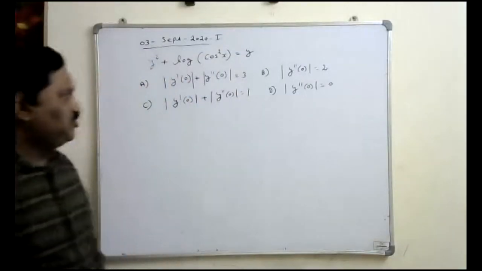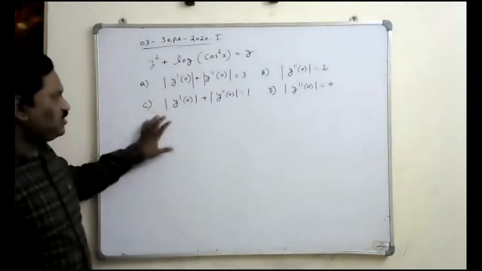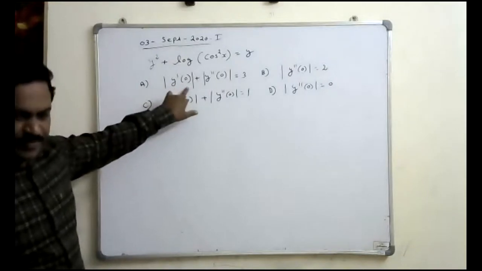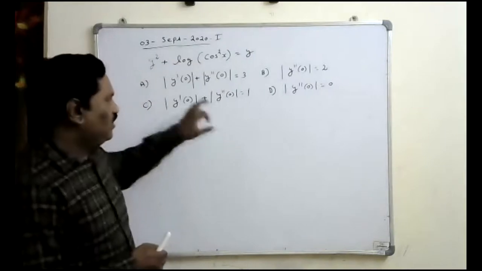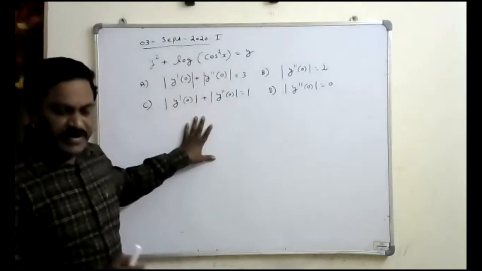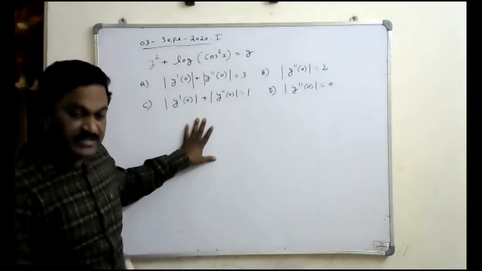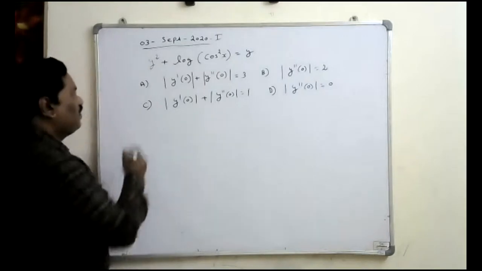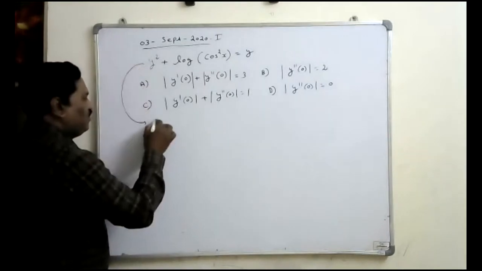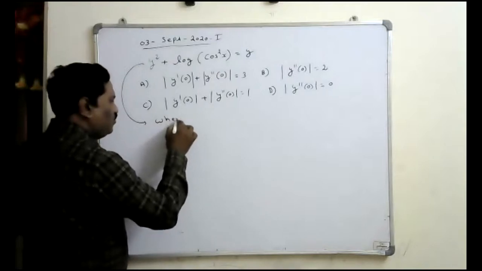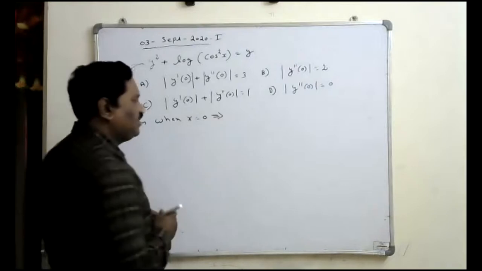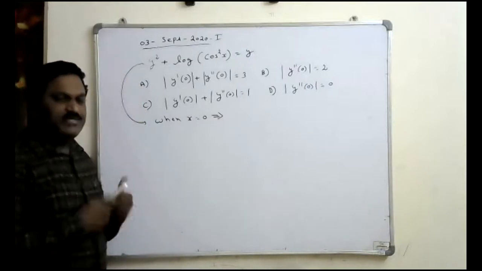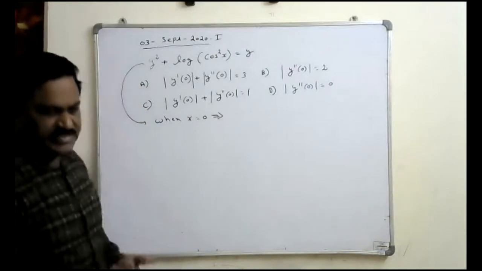First, observe here. In all these options, there is a y dash of 0, meaning the value of y dash when x is equal to 0. That's why in all these cases, we have to find its first derivative and second derivative when x is equal to 0. But first of all, we have to find the value of y when x is equal to 0, because in the derivative we will also get the y term. That's why we should compulsorily find the value of y when x is 0.